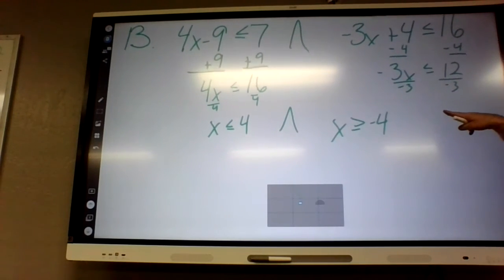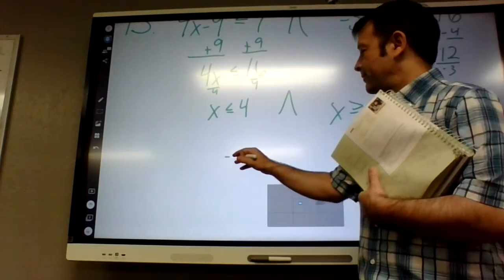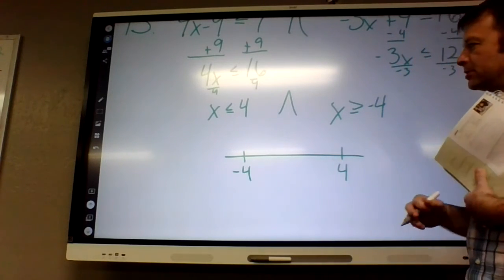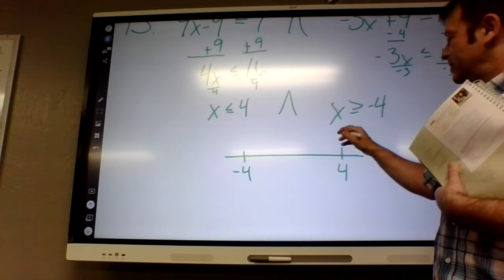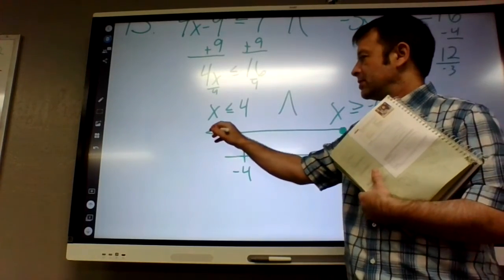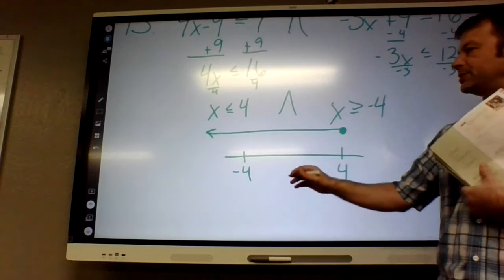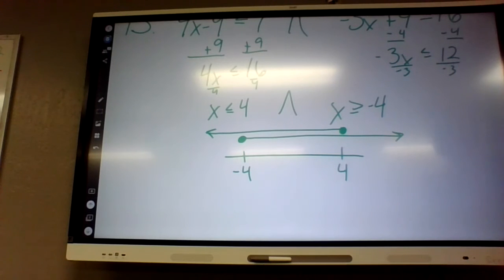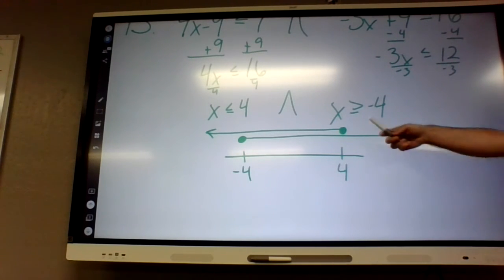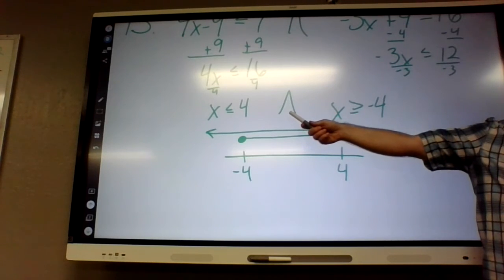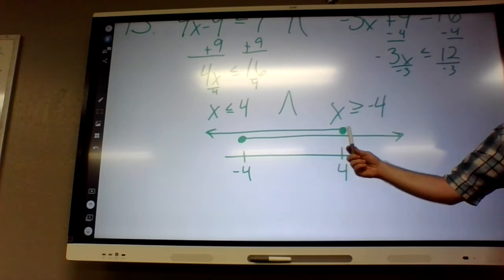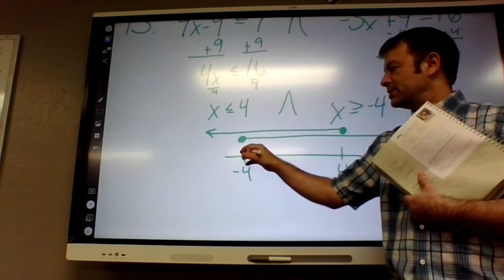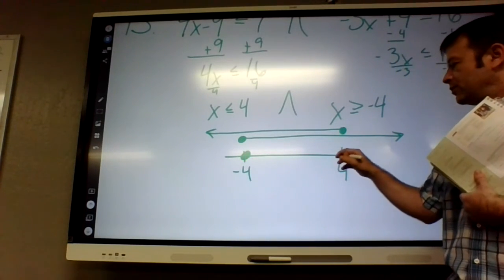Alright, we gotta figure out what this is on the graph, simplify the answer. We got -4 and 4. So less than or equal to 4 looks like this. Greater than or equal to -4 looks like this. Okay, if it's an and statement, what are we gonna use? It has to be between both of them. Only where they're both at, so everything between -4 and 4. So the final answer is between -4 and 4.